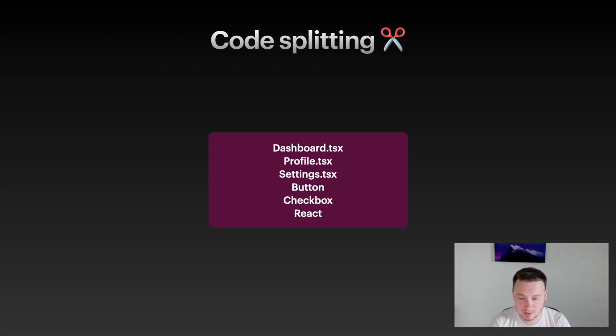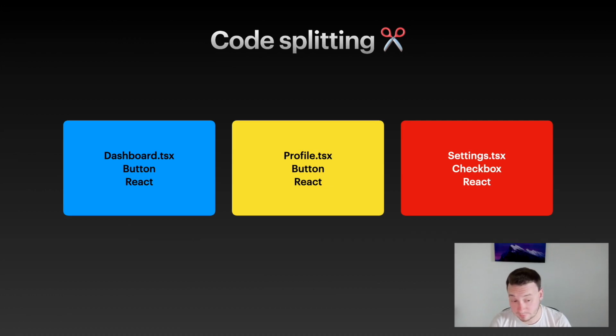But this is inefficient because for the dashboard page, for example, you're still paying the cost to download checkbox and the code for the profile and settings page, even though they aren't used. A slightly more advanced approach would be to run the bundler multiple times, starting from each page as an entry point. This would yield 3 bundles: dashboard with button and React, profile with button and React, and settings with checkbox and React. This avoids any unnecessary code being downloaded up front, but it still has a problem.